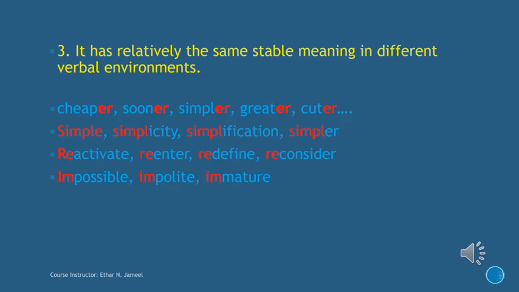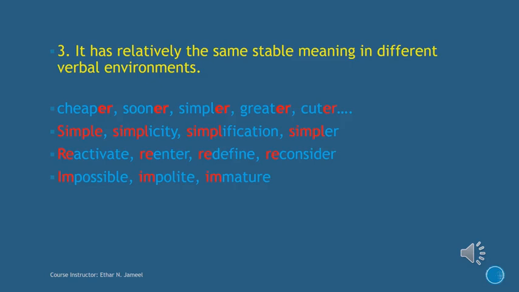Another example is im. When im comes before adjectives, and certainly there are conditions for using im, we do not use it haphazardly in language. However, when it is used before some adjectives, it has the meaning of not. So when I say impossible, it means not possible. Impolite, not polite. Immature, not mature. So notice that im has the same meaning when it comes before some adjectives.